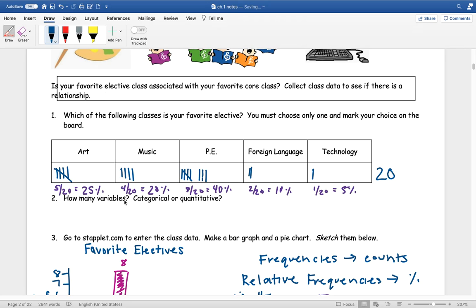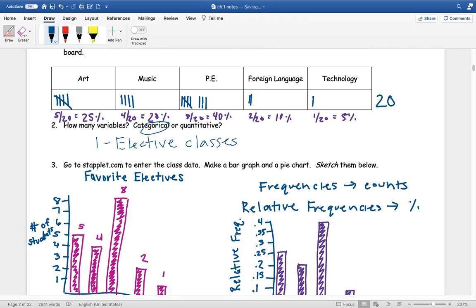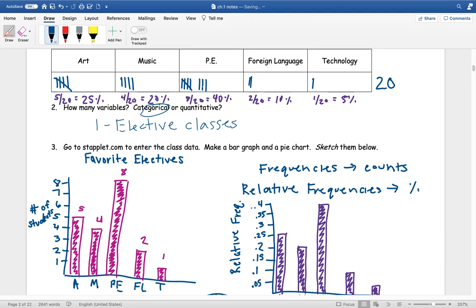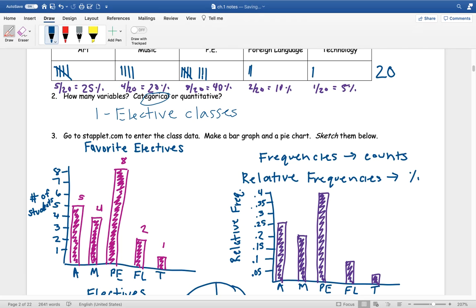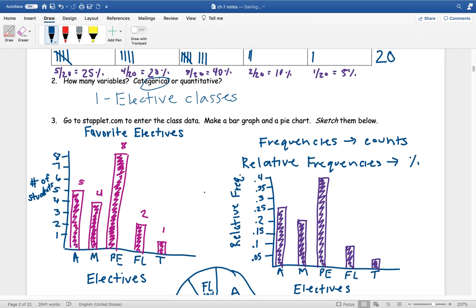How many variables? Well, if we're just talking about elective classes here, we just have one variable. And is it categorical or quantitative? There's no numbers associated with PE, music, art, foreign language, and technology. I can't average those, so this is categorical. Now we could go to this little Stapplet.com to enter this class data. We can make a bar graph and pie chart within there, and then we can sketch them. But because you're not gonna have those resources on your test, I want you to know how to make these bar graphs and pie charts by hand, from just the data. So I've already created all of the ones that we're going to look at, and I'm just going to describe them and talk about how I went about creating it.